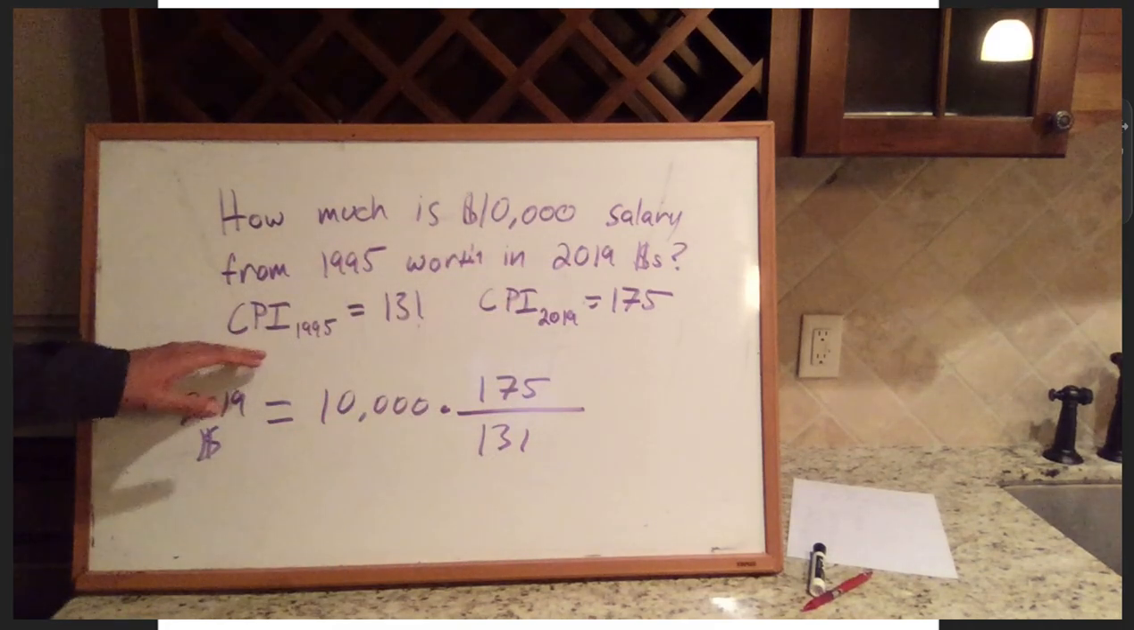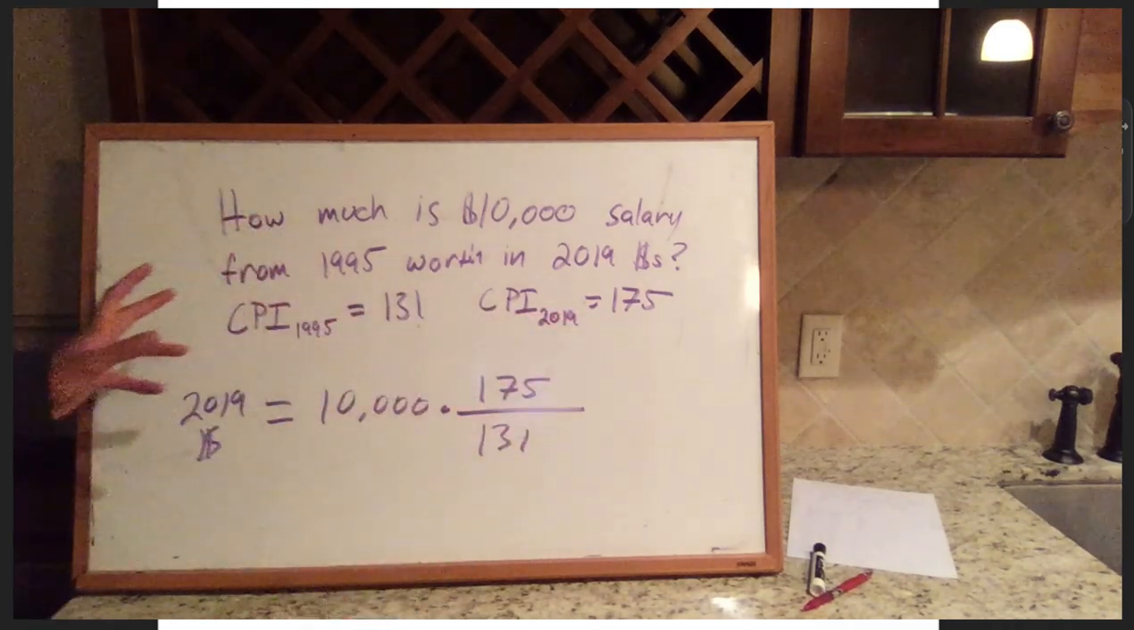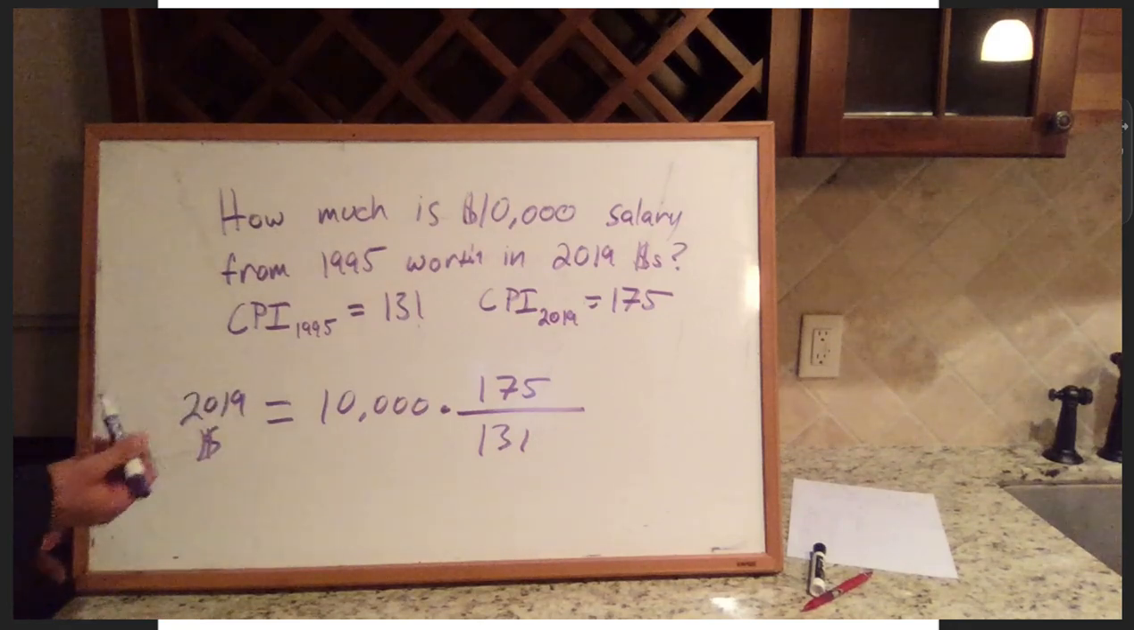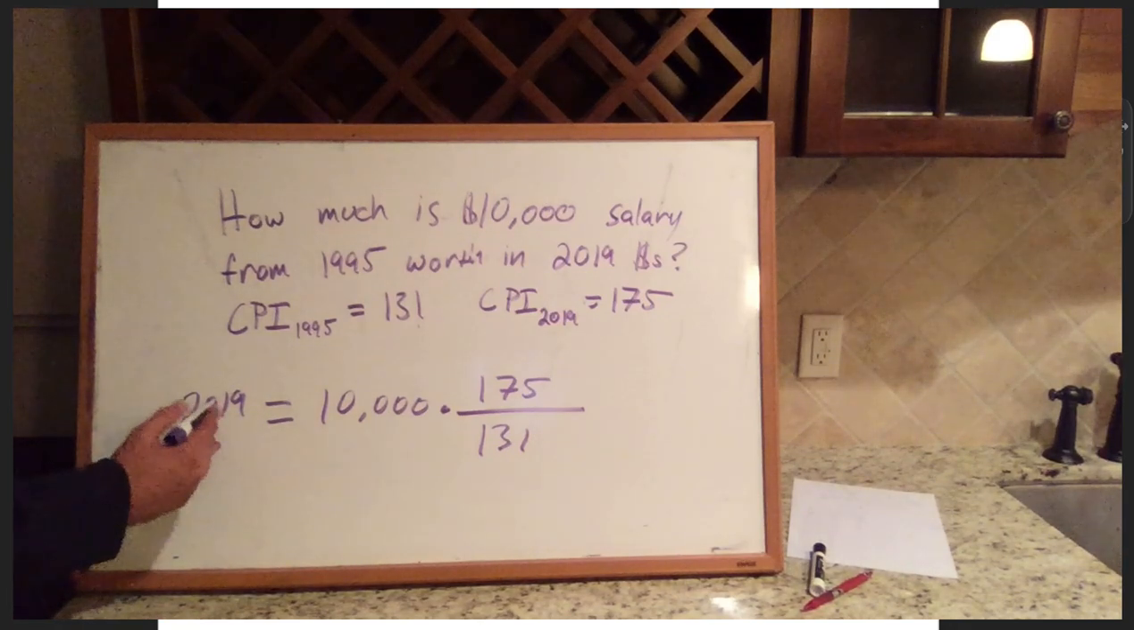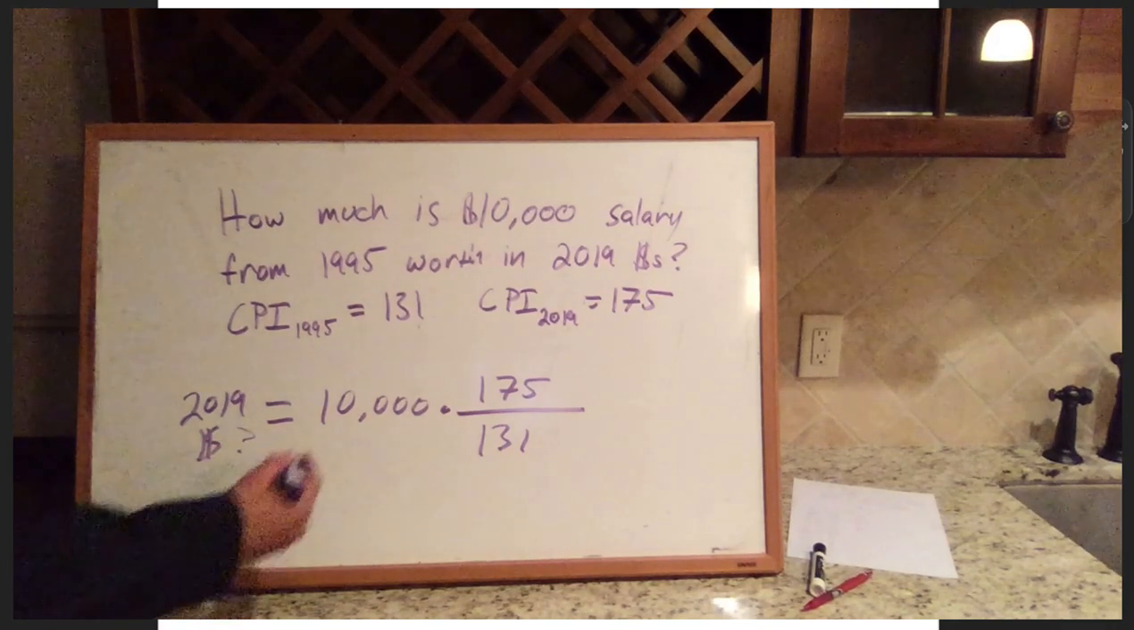I give you your CPI of 1995 is 131. CPI of 2019 is 175. Again, these are made up numbers. So we're going to set up the formula the way we want it. We want to find out what the amount is in 2019 dollars. We're going to plug in our $10,000 salary.